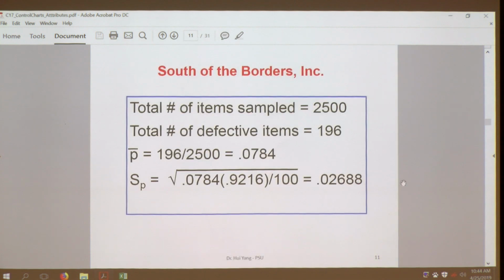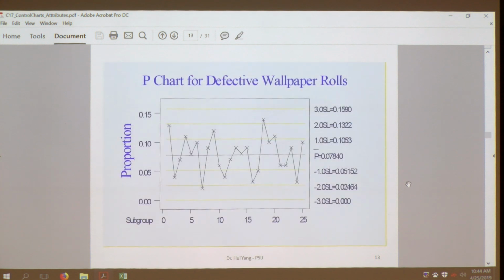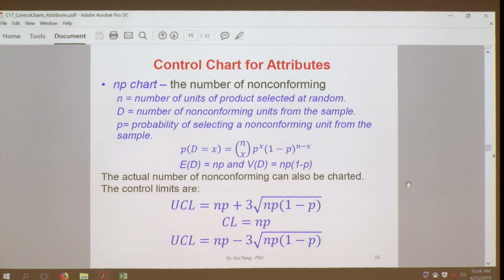Now let's continue. This is the first example. Now let's look at the second one. This one is called control chart for attributes, but this one is the NP chart. We are not monitoring the fraction. We are monitoring the number of non-conforming. So NP, P is still the fraction.